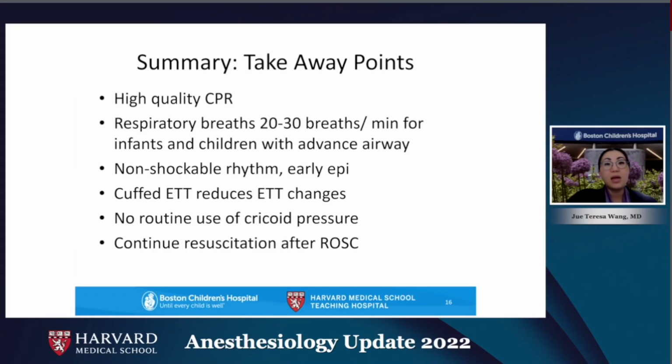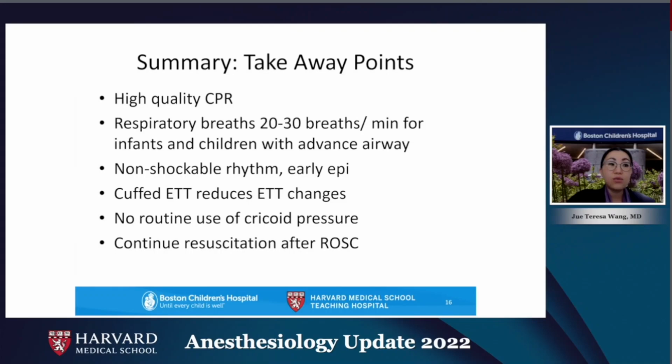Respiratory breaths at a rate of 20 to 30 per minute for infants and children with an advanced airway can improve resuscitation outcomes. For patients with non-shockable rhythms, the earlier epinephrine is administered after initiation of CPR, the more likely the patient is to survive. Using a cuffed endotracheal tube decreases the need for endotracheal tube exchange later on during resuscitation.